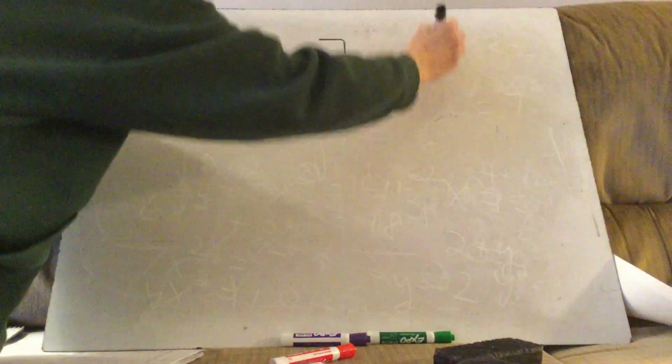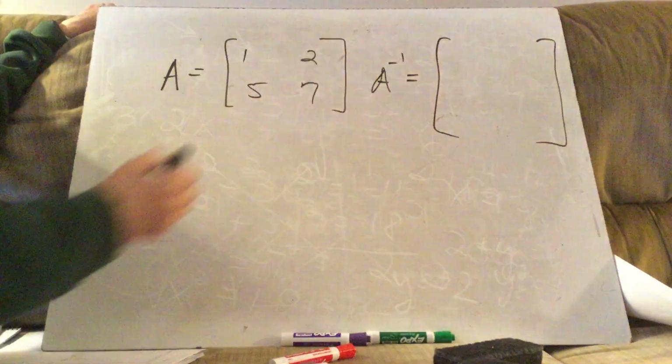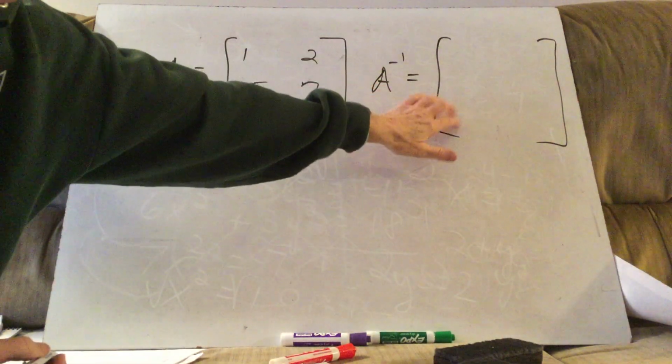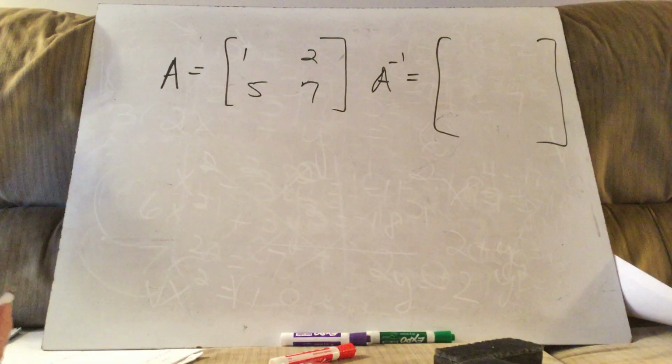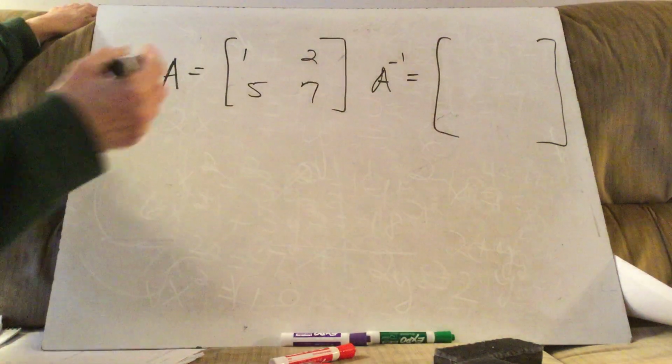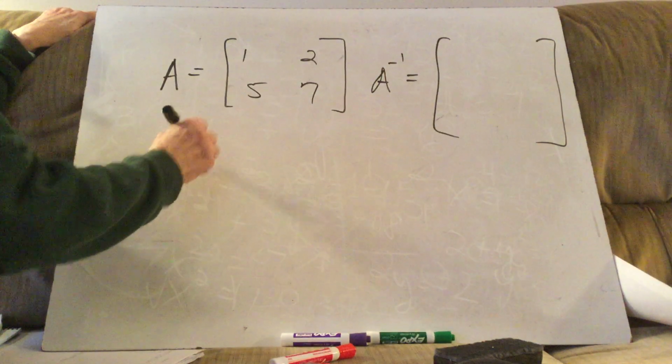Okay, and that's going to be a new matrix. That will be your answer. So whatever we put in here is the answer to the question. Now, to find the inverse, remember from your notes, is a two-step process. The first thing we have to do is to find the determinant.